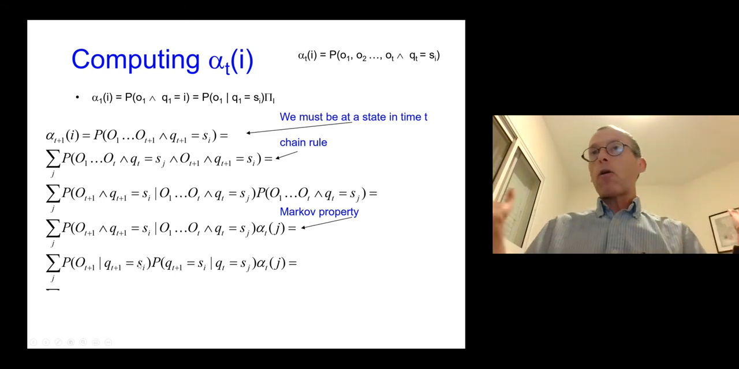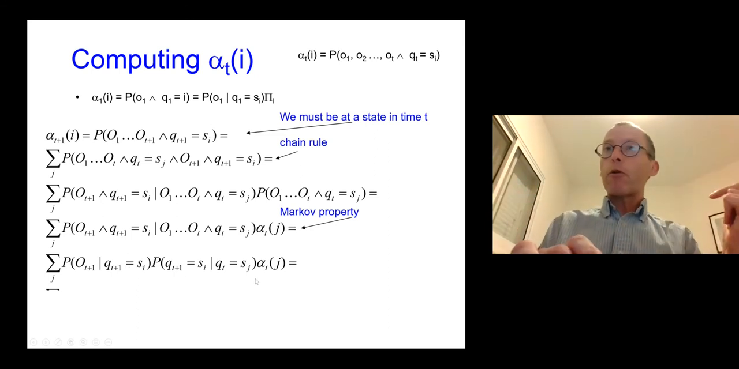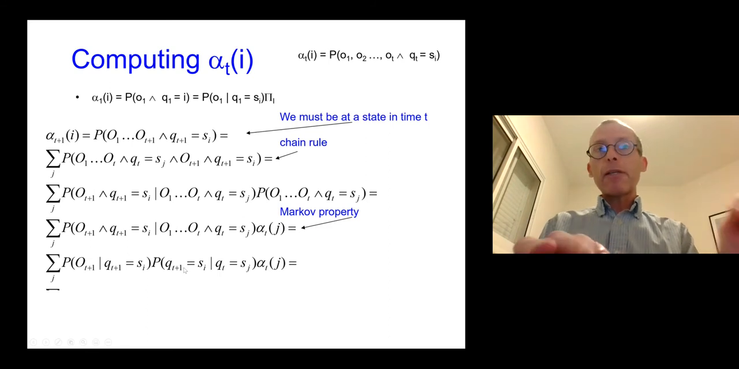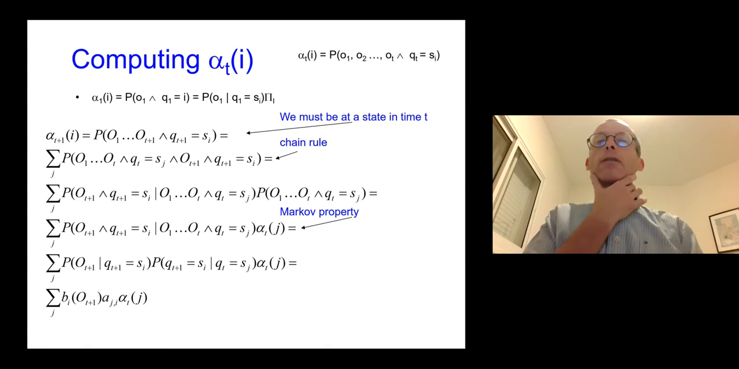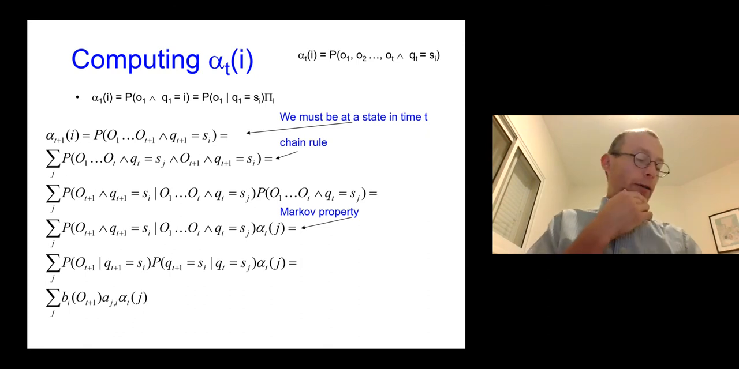This function uses all the values that we know. Alpha t of J we computed in the first step. This is the transition probability and this is the emission probability. Okay, so this is the way to derive alpha t plus one. So we can easily, not easily, but we can derive alpha t plus one. Once we derive alpha t plus one, let's see how we use it.